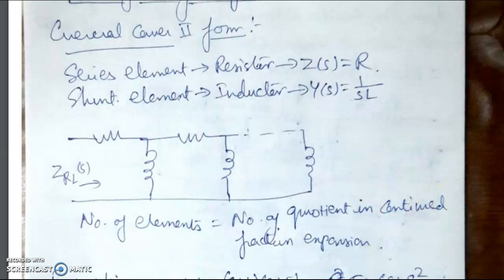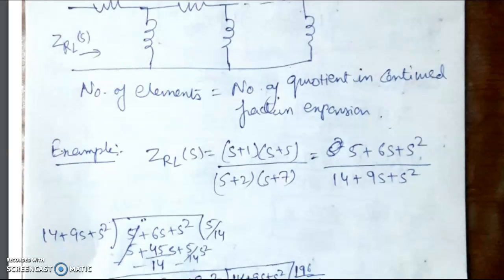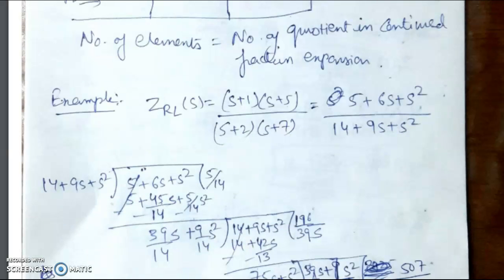That means again we have to expand the function using continued fraction. The difference between Cauer 1 and Cauer 2 expansion is, in case of Cauer 1 we arrange the terms in descending order with respect to power of s. In case of Cauer 2 form we arrange the terms in ascending order of power of s. So this function can be written as (5 + 6s + s²)/(14 + 9s + s²).